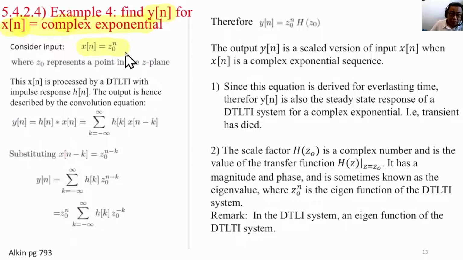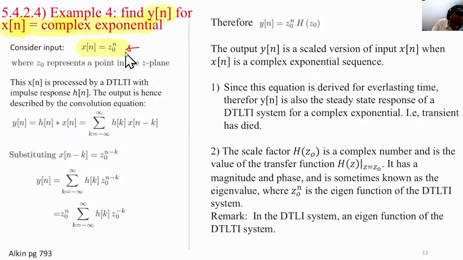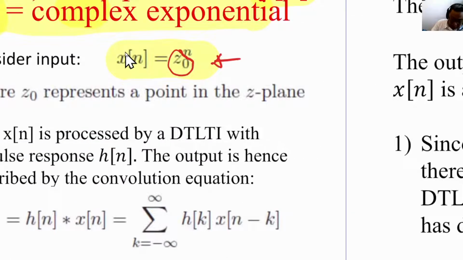In particular, we say that the input signal x[n] is represented by a complex number z0, and this z0 will change with n, the time index. So when n equals 0, z0 to the power of 0 is 1, and when n equals 1, it will be z0, and when n equals 2, it will be z0 times z0, and so on and so forth. In this example, we are considering n from minus infinity to plus infinity.